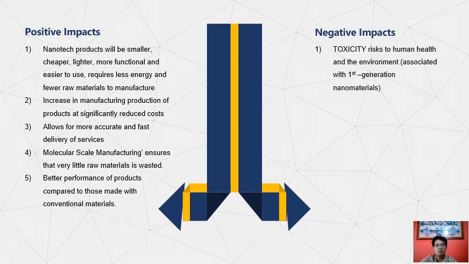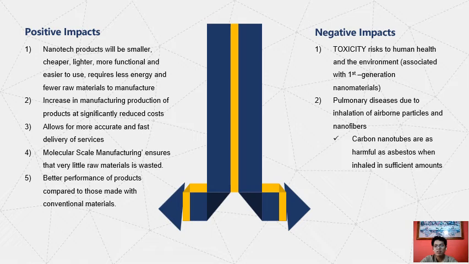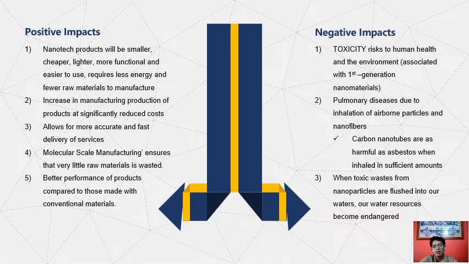First is toxicity risk to human health and the environment. So it's associated with first generation of nanomaterials. And second is pulmonary diseases due to inhalation of airborne particles and nanofibers. Since these materials are very small and it's in nanoscale, it's very prone to wind dispersion. So it could lead to pulmonary diseases as well. So carbon nanotubes are as harmful as asbestos when inhaled in sufficient amounts. So remember that. Third is when toxic waste from nanoparticles are flushed into our waters, they become endangered.